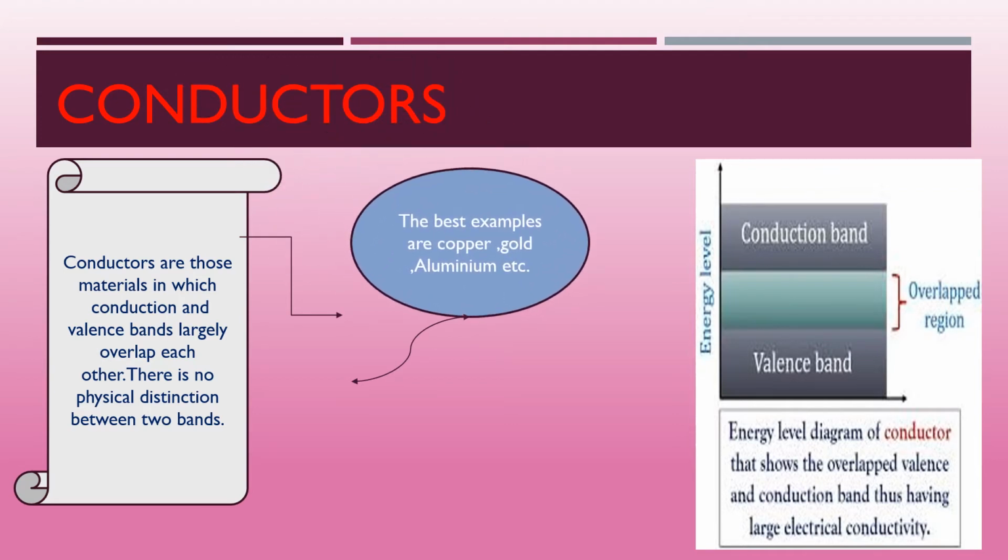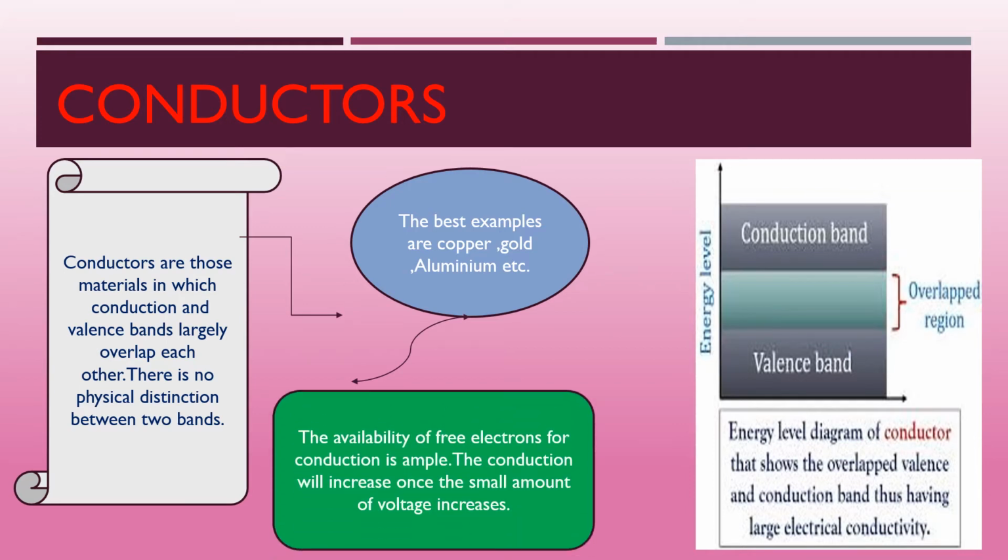So the best examples of the conductors are gold, aluminum, copper, etc. In these materials, the free electron availability at room temperature is quite sufficient. So the conduction will increase once a small voltage is applied. That is, when we apply the external electric field to these materials, what happens? The free electrons in the valence band quickly jump into the conduction band and they start constituting the electric current.